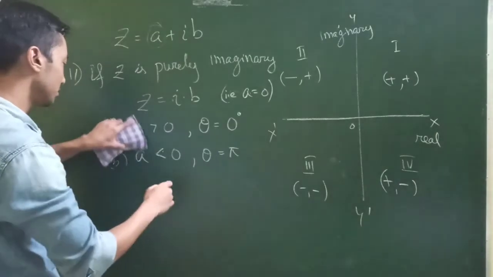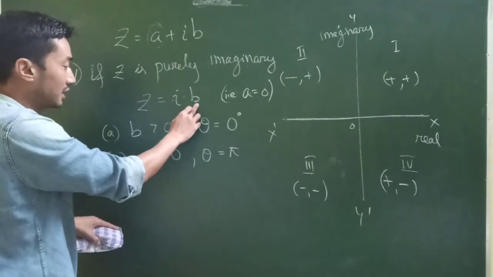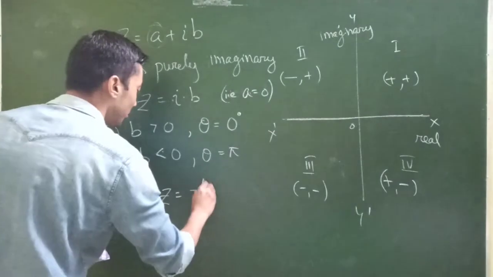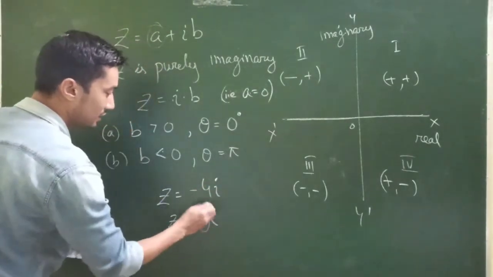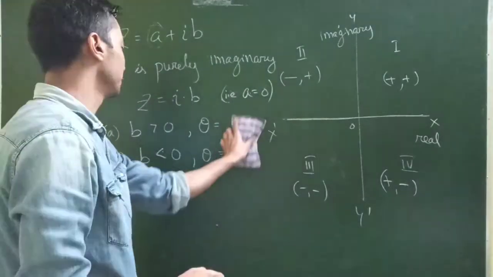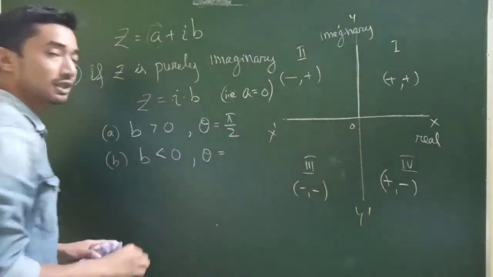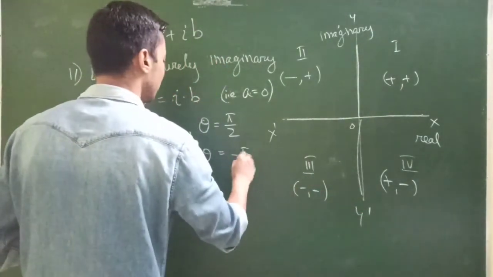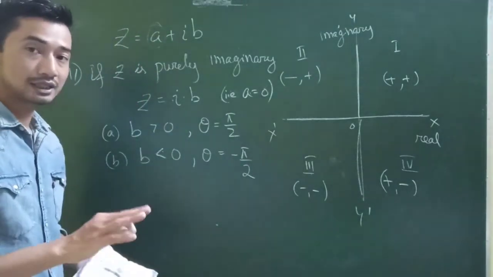So here also there can be two cases. That is, the imaginary part, the b value, can be either greater than 0 or less than 0. For example, z equal to minus 4i, or z equal to 3i. Greater than 0, less than 0. In that case, when the value of b is greater than 0, the value of theta will be pi by 2. When the value of b is less than 0, the value of theta will be minus pi by 2. Theta means argument of the complex number. Alright, these are some working rules.